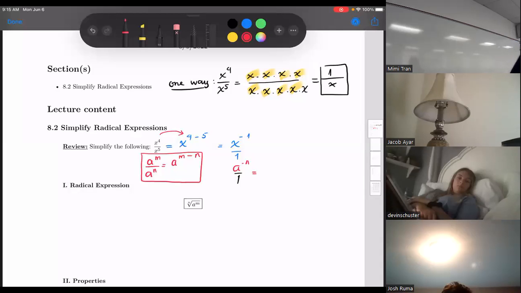So it'll be what? Flip it. So the 1 will be on the top. And then I say the exponents become positive, so it'll be a to the n now. Right, so that's another rule.